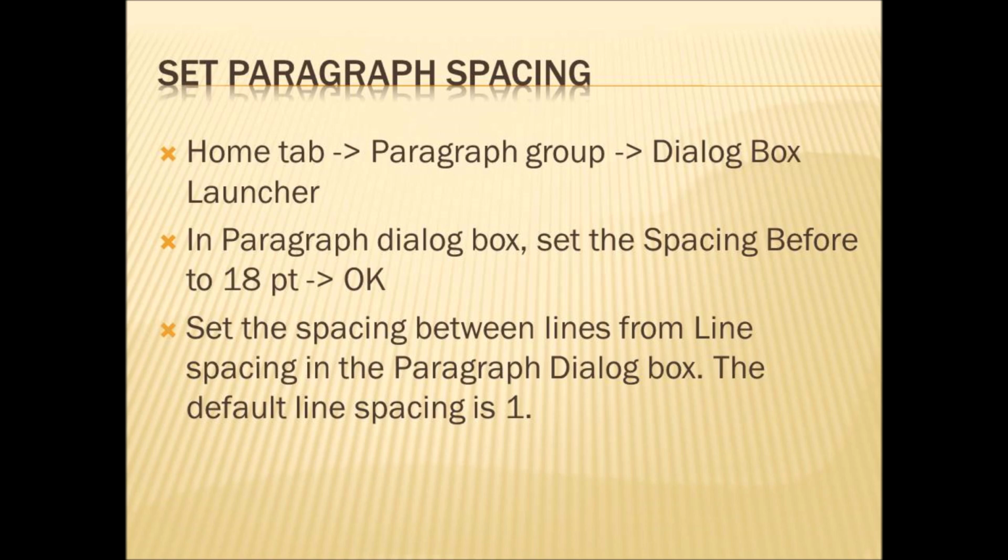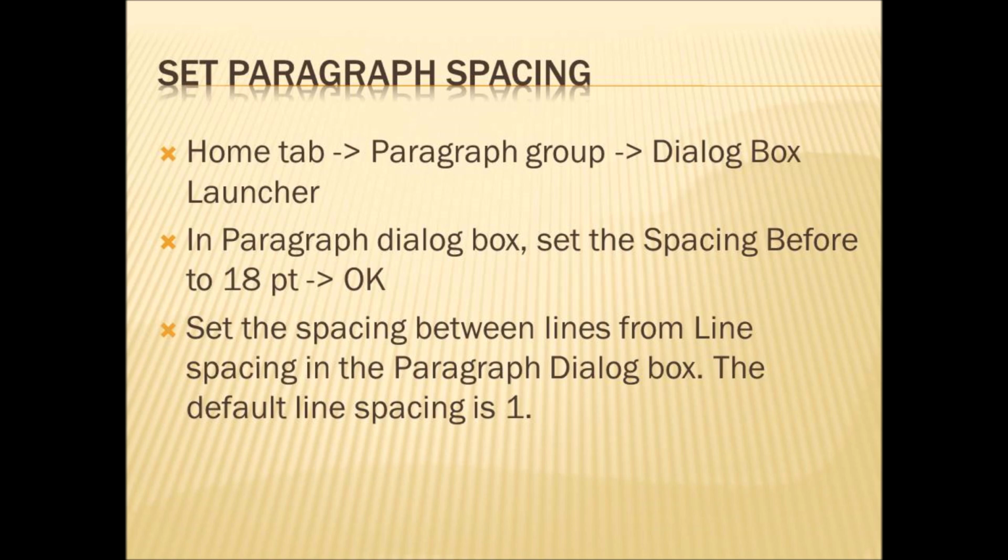Next, if you want to set the spacing between the paragraphs or lines, you should do this. First, for setting spacing between the paragraphs, go to Home tab. In the Paragraph group, go to Dialog Box Launcher. It will display a Paragraph dialog box. In that dialog box, there is an option called Spacing Before. Set it to 18 points and then click on OK. If you click on OK, the spacing between the paragraphs will be set.